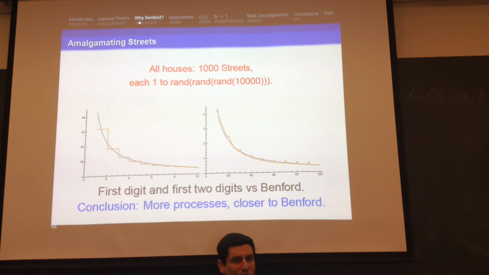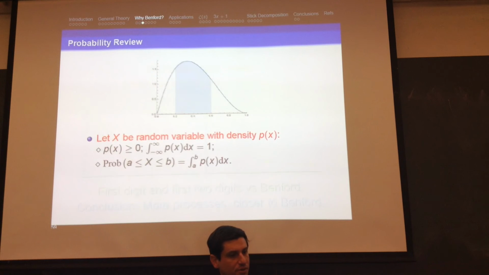What does this remind you of? Central limit theorem. So not surprisingly, there is a central limit theorem lurking in the background here. And those ideas can be used to prove why Benford behavior comes out.